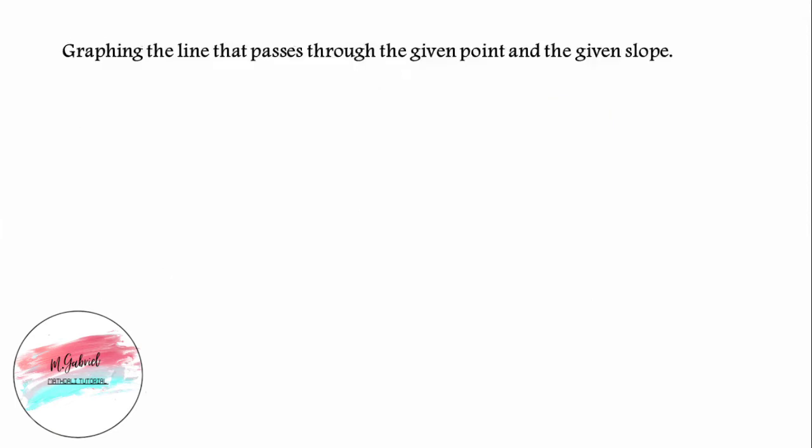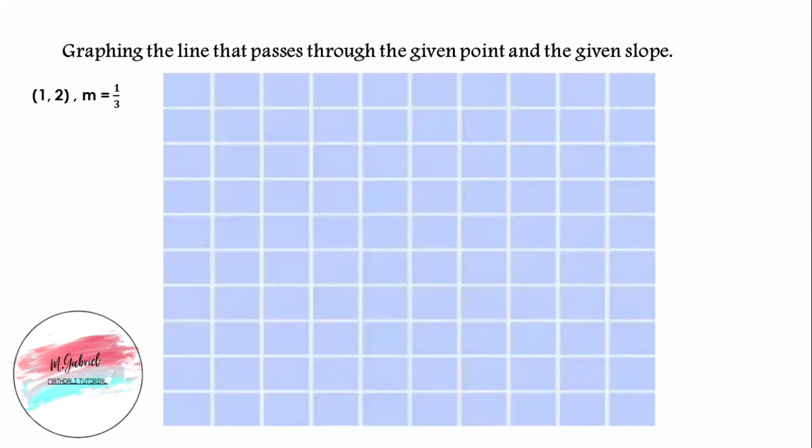Okay, next. So, graphing the line that passes through the given point and the given slope. So, in here, given yung point and then yung slope. Ang gagawin natin, i-graph natin. So, paano natin yun i-graph? Isa lang naman yung given point. So, using the slope, makakabuo pa tayo ng isang point.